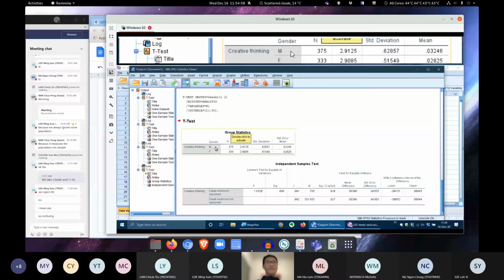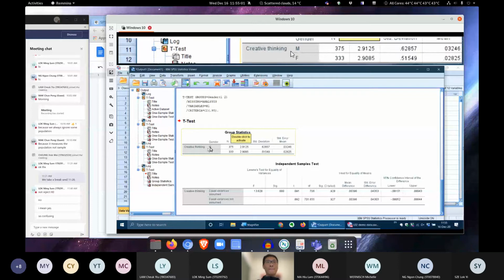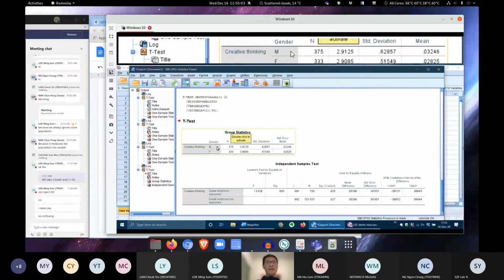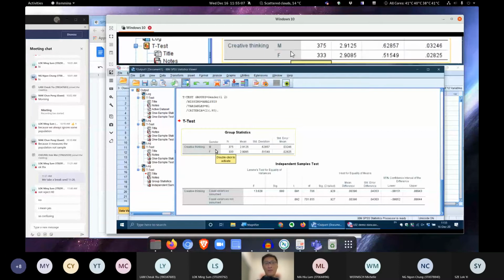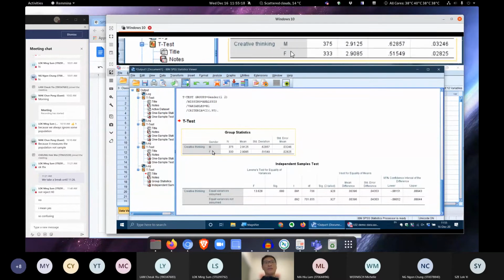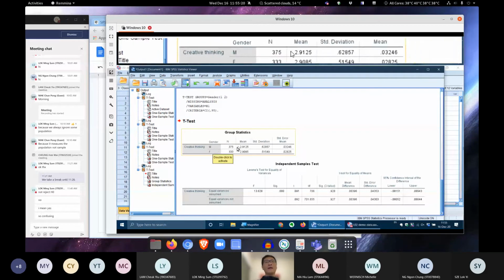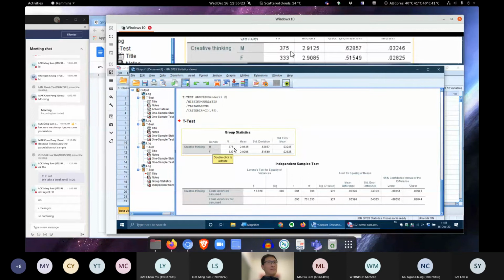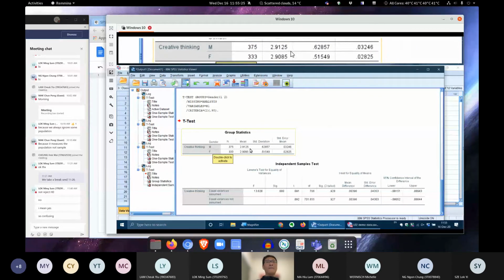For this table, you have creative thinking, but you have data put into two different rows, one for male and the other one for female, because one of them is 1 behind it. In the data, I use 1 to represent the male, and I use 2 to represent the female. So SPSS knows that it wants to put these into 2 rows. We have the sample size for each case. We have the sample mean for each case, and also the deviation and also the standard error.